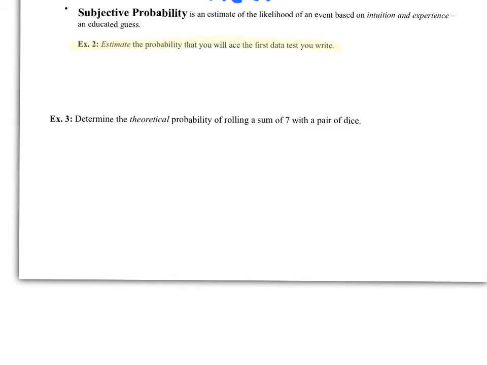Okay, so let's try example 3 now. We're going to determine the theoretical probability of rolling a sum of 7 with a pair of dice. Just as a little hint, this requires us to find n of S, the sample space, which is all the possible sums of a pair of dice. For instance, if I roll a 1 and a 6, that's a sum of 7, and that could happen 2 ways. You have to find all the 7s and all the other possible sums as well.